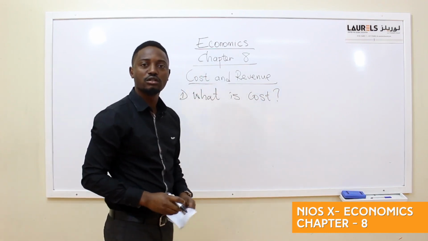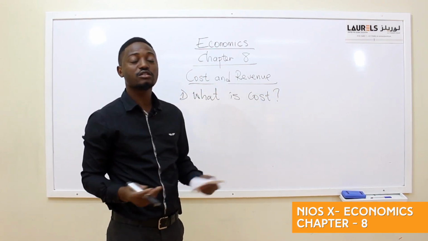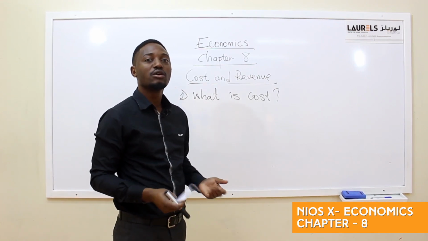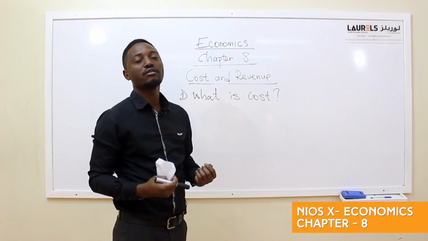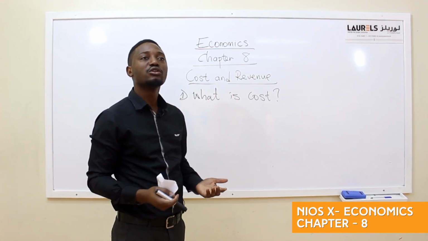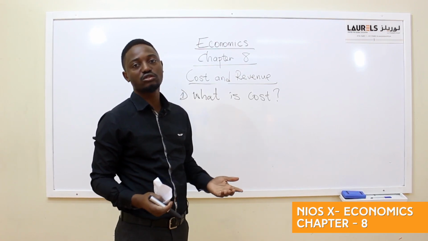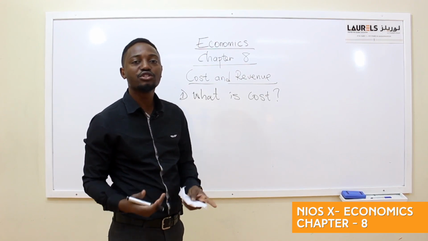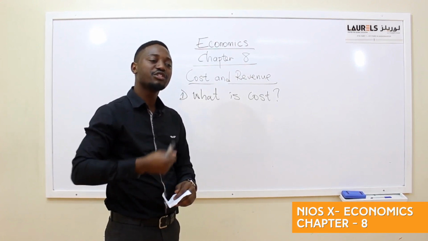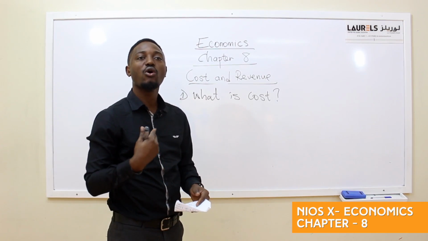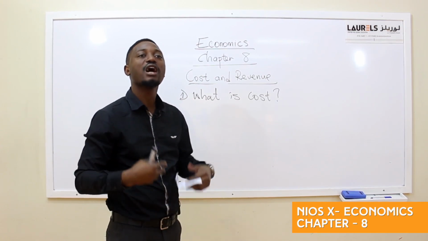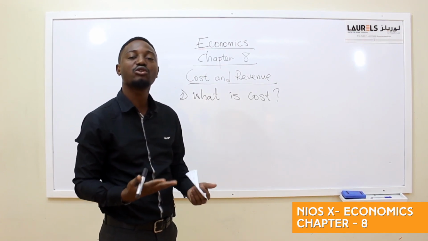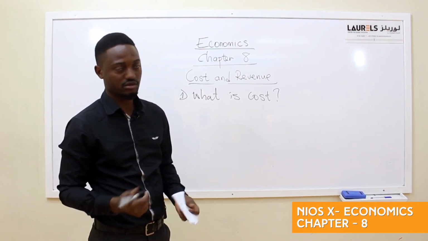So, what is cost? Cost simply refers to the expenditure we make when we buy factors of production which we use to produce goods and services. So any factor of production which we buy or we purchase or we hire, the money we spend on purchasing or hiring factors of production and raw material, that amount of money spent, that expenditure is what we consider as cost.